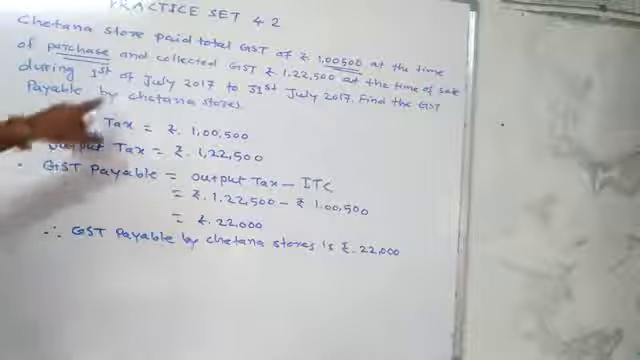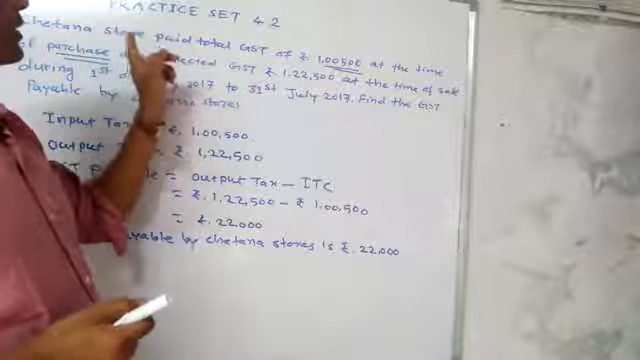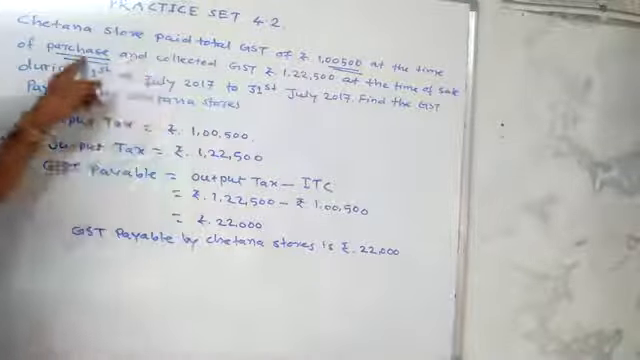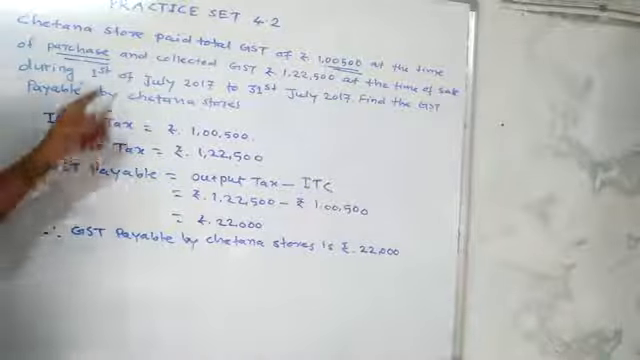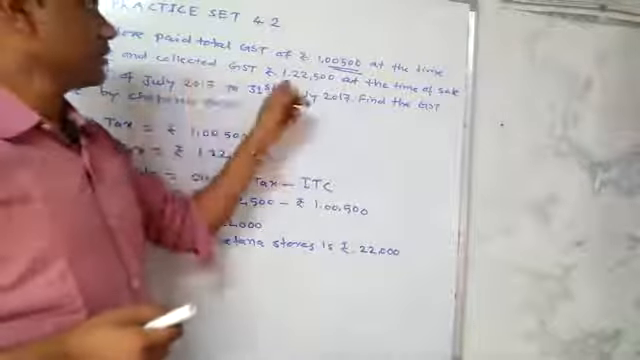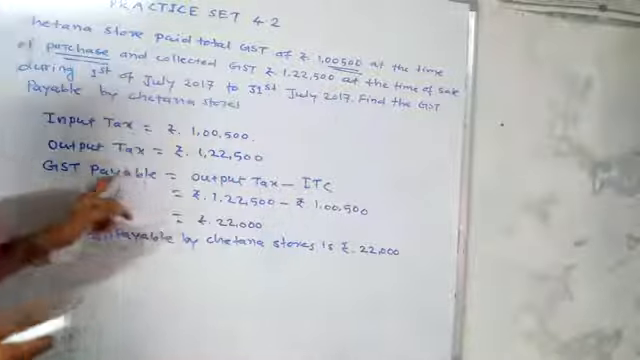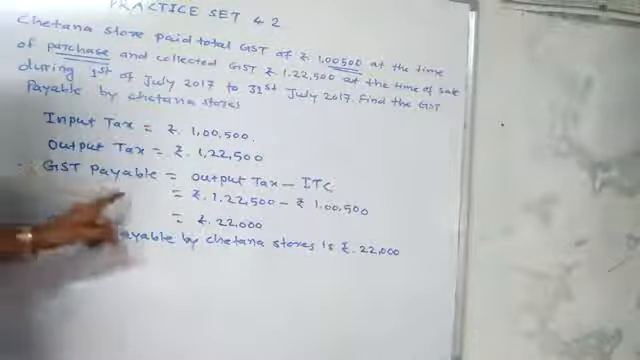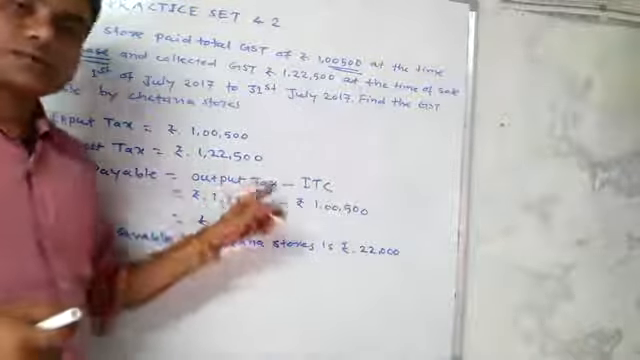Input tax means when trader paid GST at the time of purchase, that is input tax. And output tax means when trader collects GST at the time of selling, that is output tax. And GST payable means output tax minus input tax.